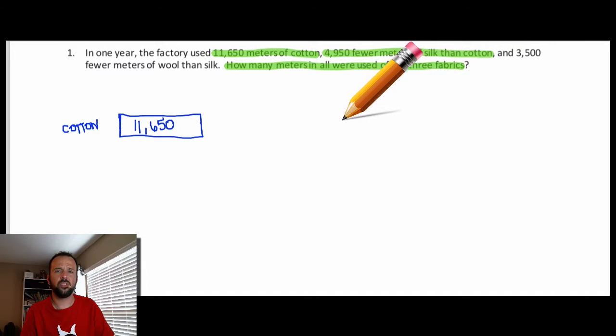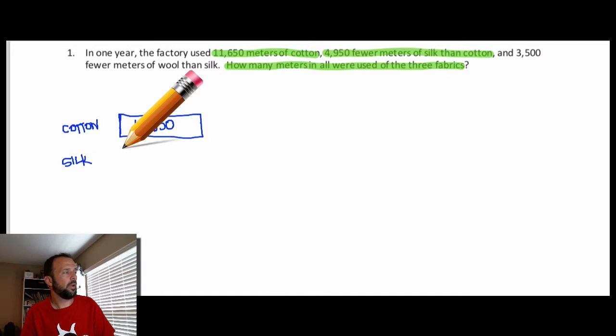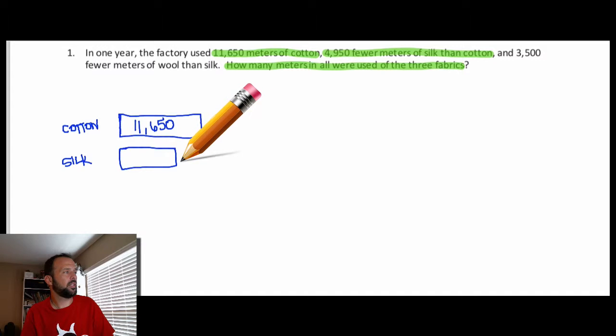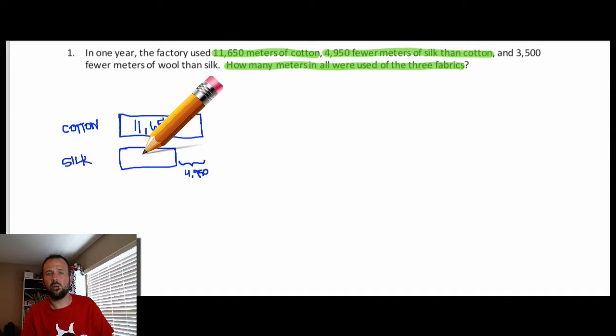So I don't know how much silk we used, but I know we used 4,950 fewer meters of silk. So I can come down here and write silk, and it's not going to be the same amount as my cotton, so I'm going to draw it a little bit smaller here. And I know that I'm going to have to subtract 4,950 from the total of cotton in order to find out how much silk I have, okay? So that's how much silk I would have.